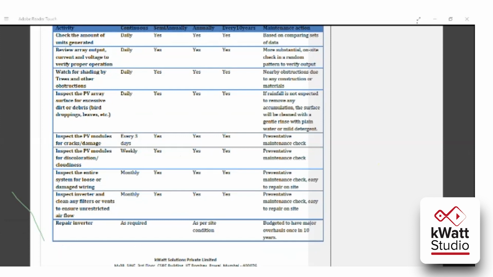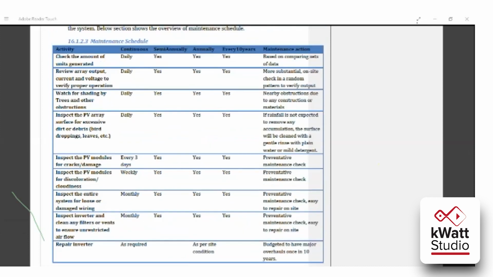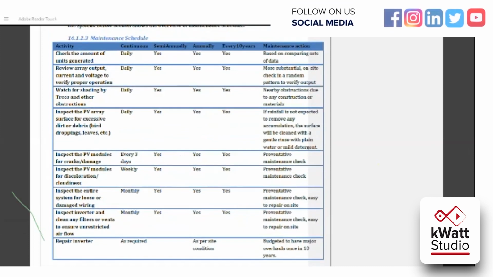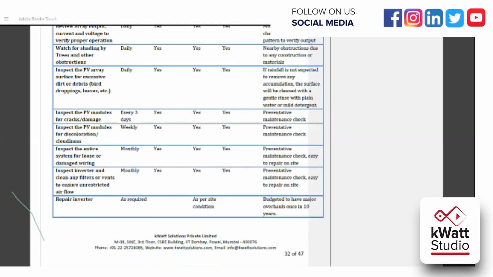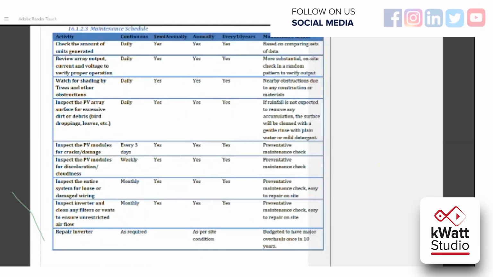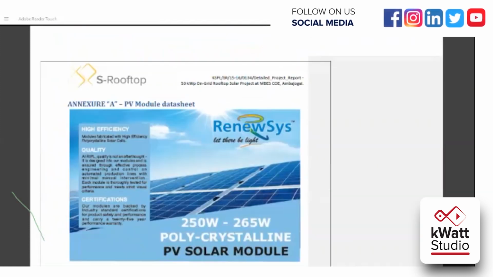All this operation and maintenance will be done by EPC companies only, because the customer is not that good at operation and maintenance. So all these things you have to mention: for how many years you will take the responsibility of operation and maintenance, and what things you will do in operation and maintenance. All you have to mention in the operation and maintenance schedule.